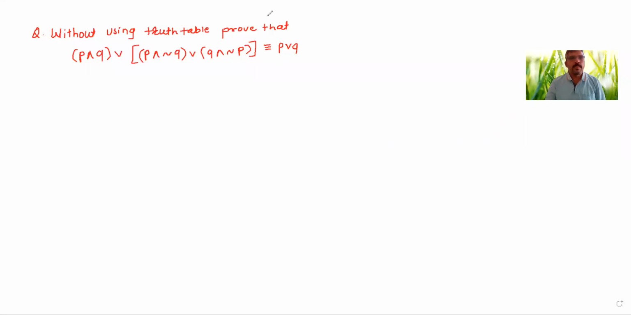Hello everyone. Today we will discuss how to prove the logical equivalence without using truth table. Let us see the question given here.